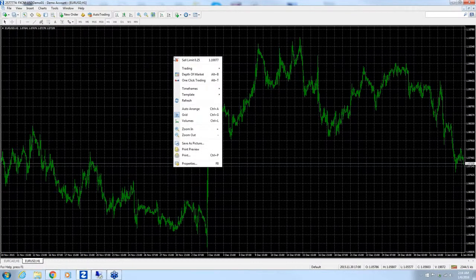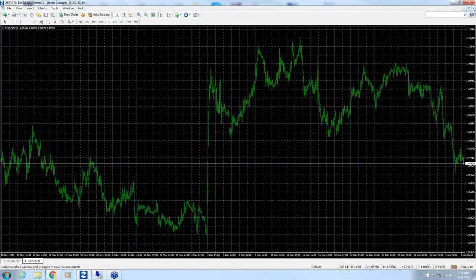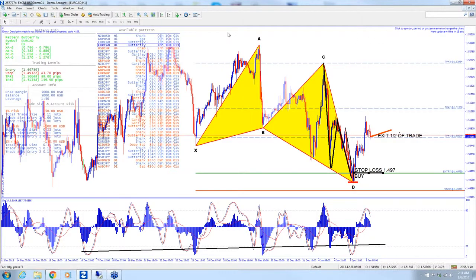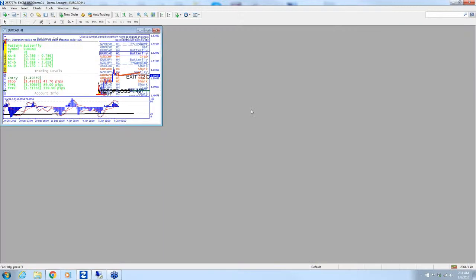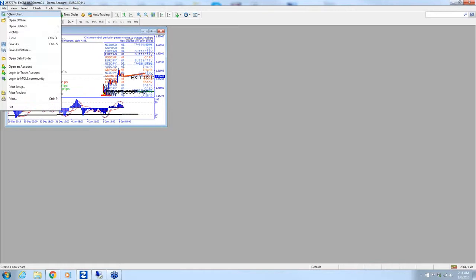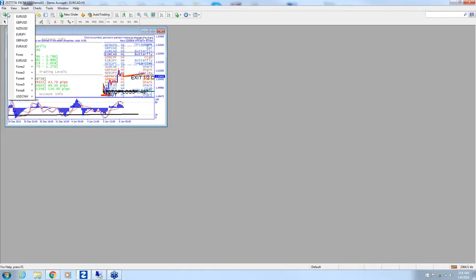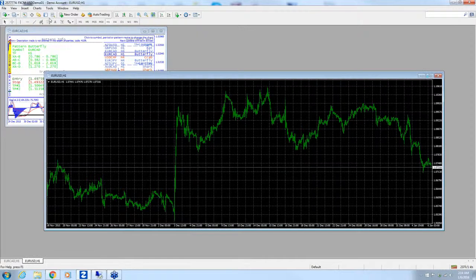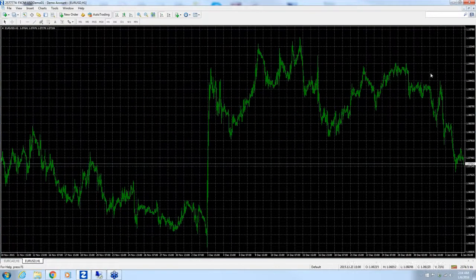So you right click on the chart. So let's do this again. You turn your MetaTrader on. You have blank space. We're going to pretend this isn't here. Get rid of all your little charts. File, new chart. Pick any symbol. Euro USD, doesn't matter. I'm going to show you how to save templates and everything.